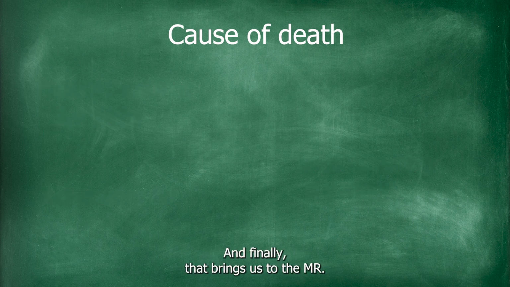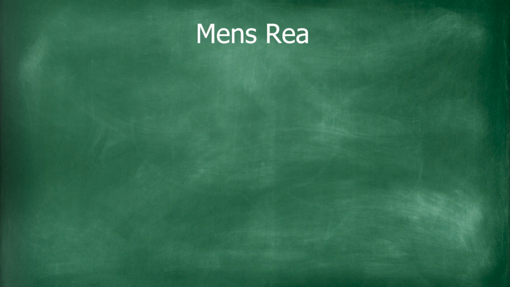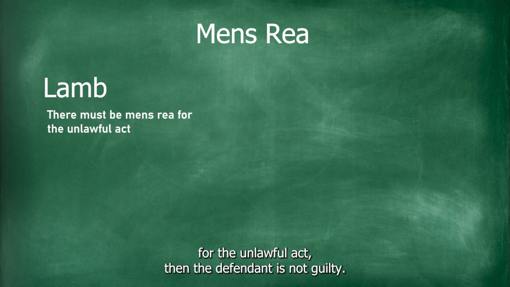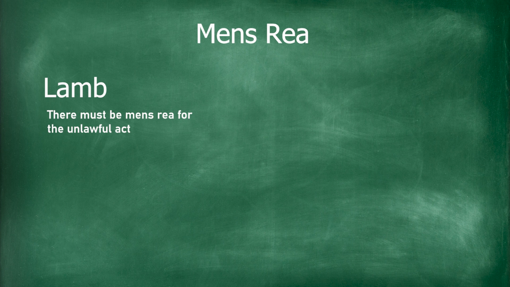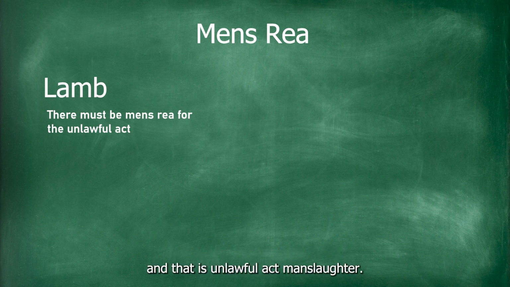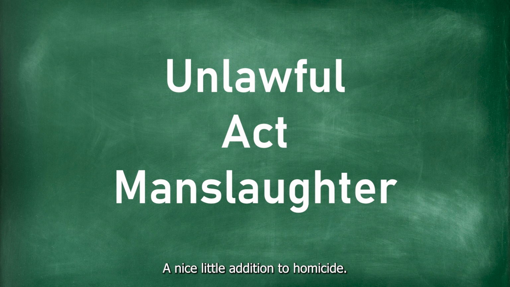And finally, that brings us to the mens rea. The mens rea is very straightforward. In the case Lamb, it was stated that if there is no mens rea for the unlawful act, then the defendant is not guilty. Therefore, you must have the intention for the unlawful act in order to be guilty of Unlawful Act Manslaughter. And that is Unlawful Act Manslaughter, a nice little addition to homicide.